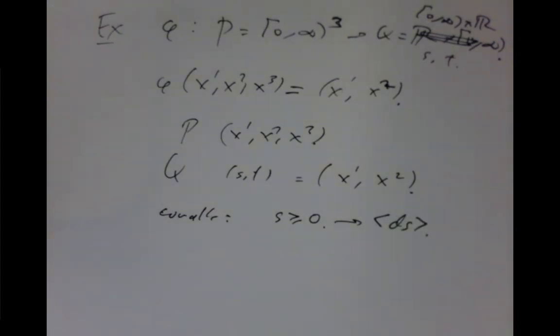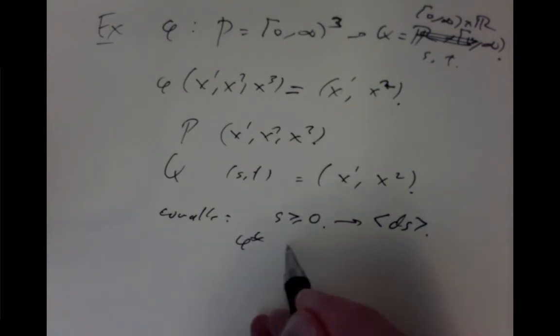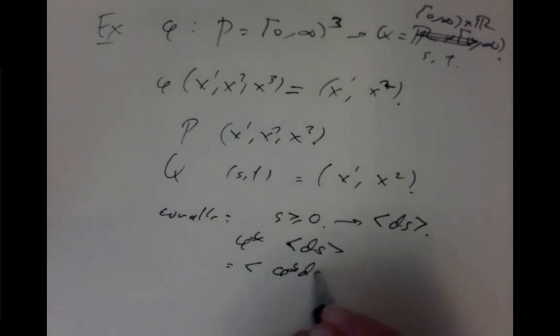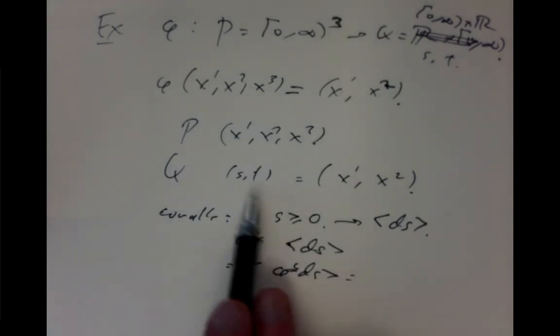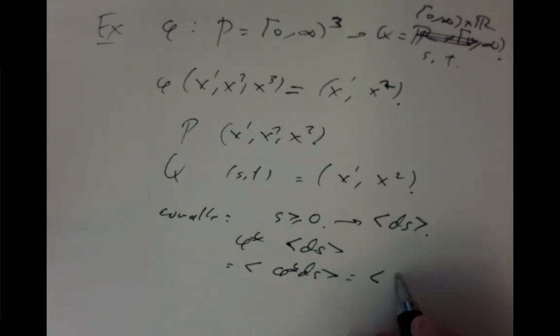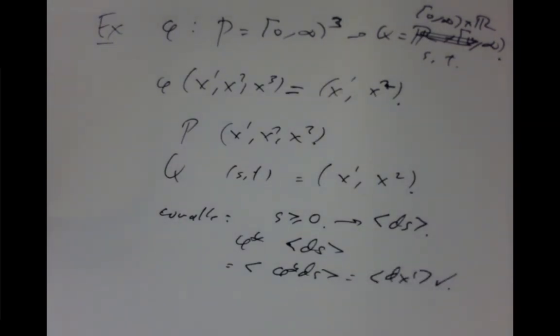We can check that phi star of the co-wall ds is, by definition, the multiples of phi star ds, but since s is x1, that's the multiples of dx1. And so that worked. That pulled back a co-wall to a co-wall, and it's injective. That was property A of a submersion, that all the co-walls had to pull back to co-walls. So that worked perfectly. It's injective on the co-walls.